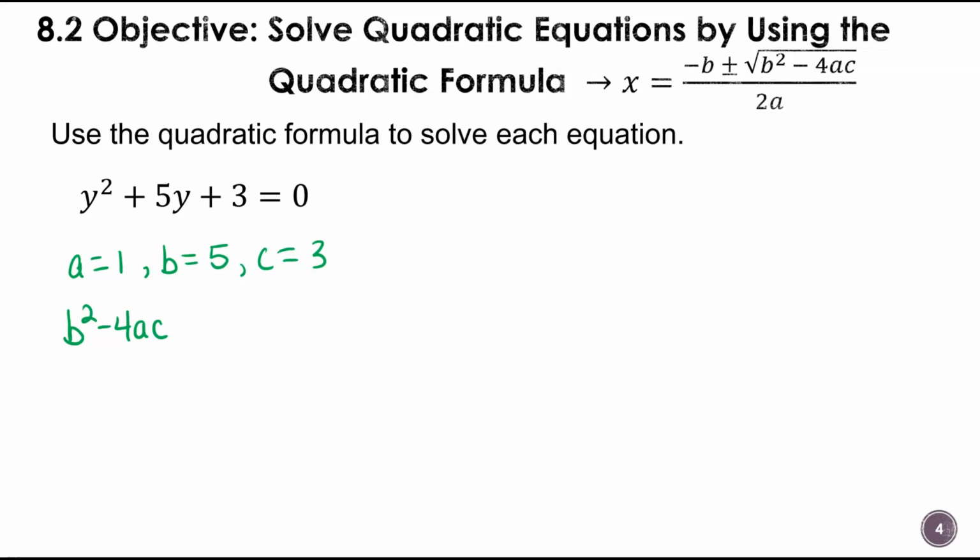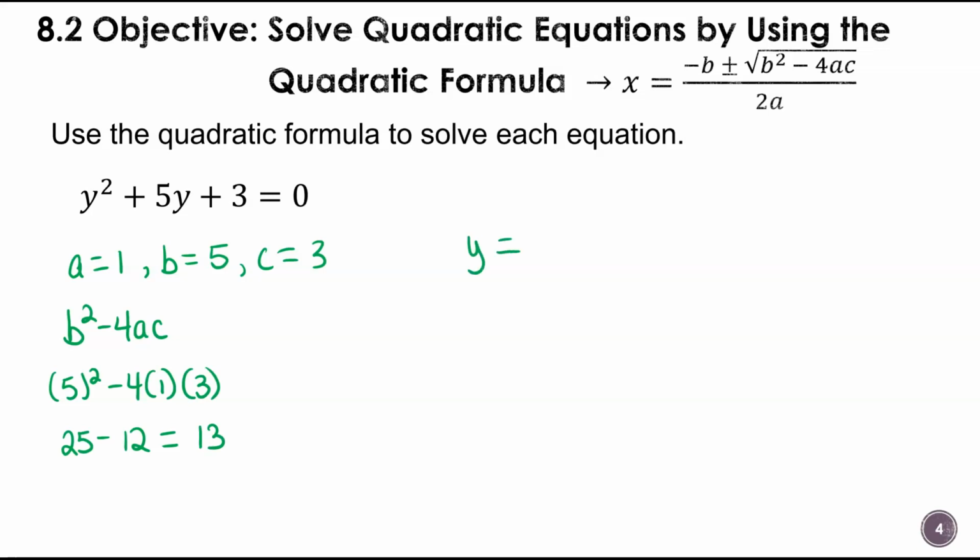So b squared, that's going to be 5 squared minus 4 times 1 times 3. A times c, right? 1 and 3. Which is 25 minus 12, or 13. Okay. Now I go back and put everything into the formula.